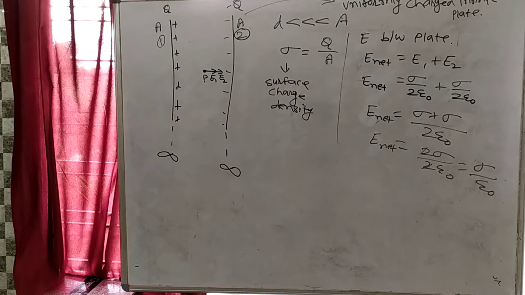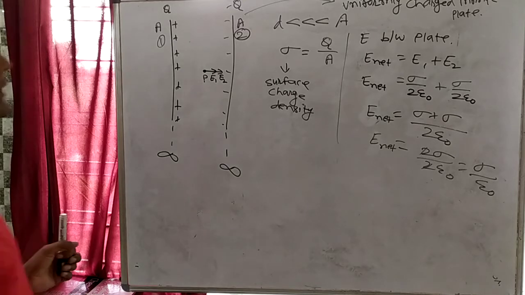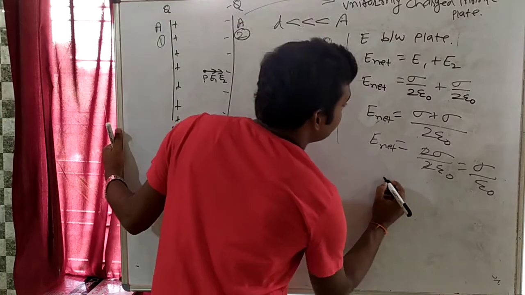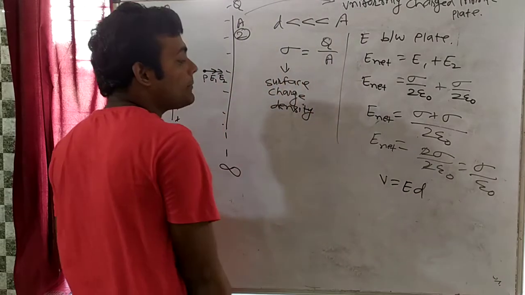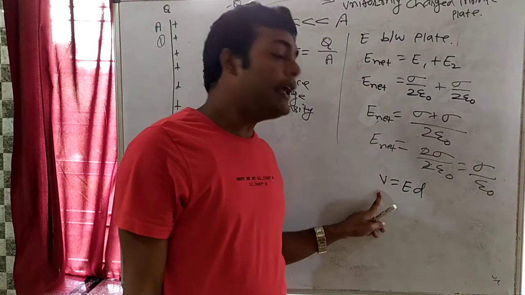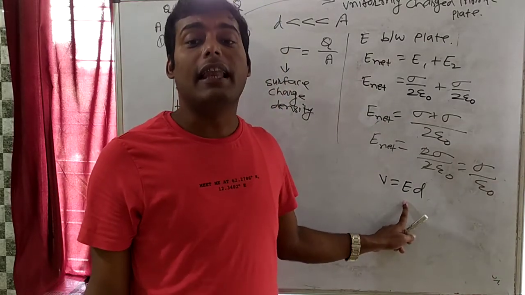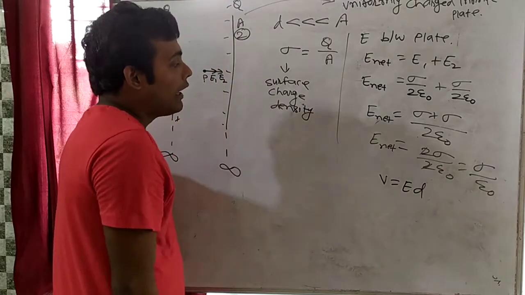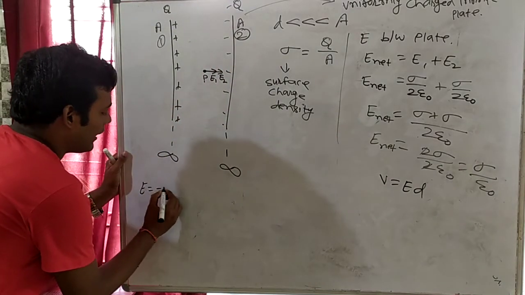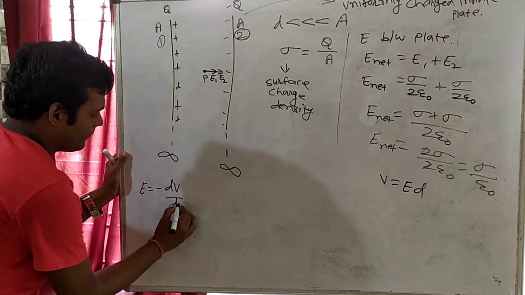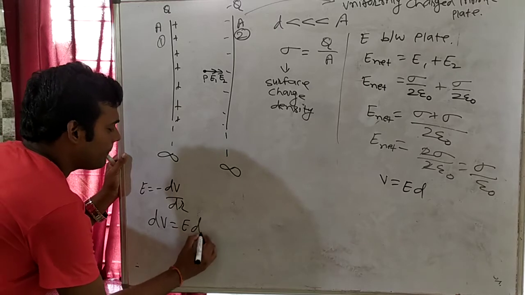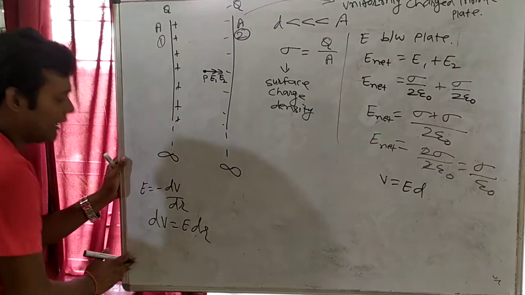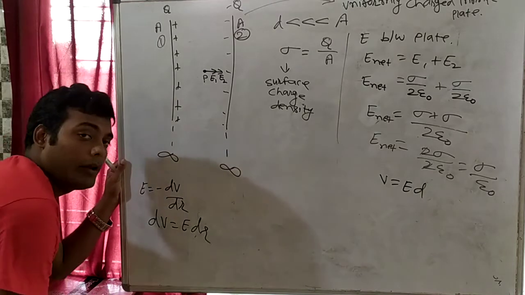Now we all know one formula, that is V is equal to E d. What is V? V is potential difference. What is E? Electric field. And what is d? Distance. Actually, we all know the formula E is equal to minus dV by dr. So dV is equal to E dr. If I do not consider the minus sign, which just shows the direction, then dV will be equal to E dr.